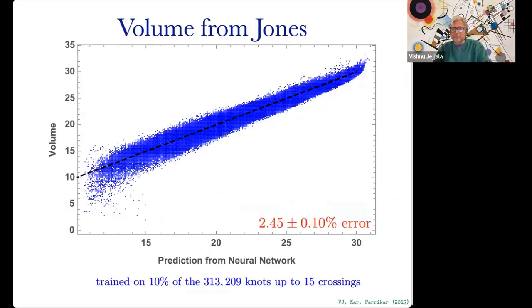So here's a picture of the prediction. So based on the training, with 10% of 313,000 knots up to 15 crossings, we make a prediction of the volume and we get a 2% error. So this is work that I did with Arjun Kar and Onkar Parrikar back in 2019. So this is one of my first experiments with machine learning and mathematics.